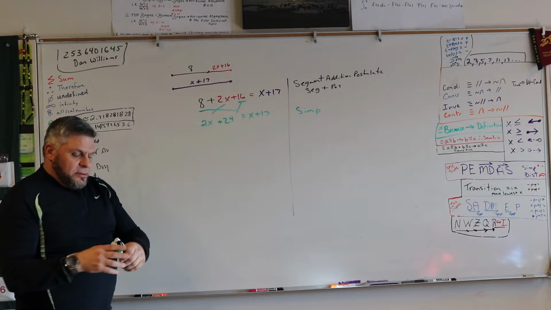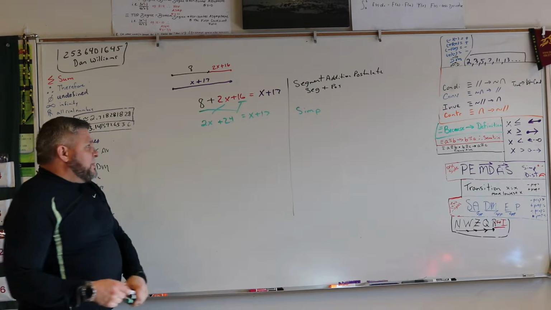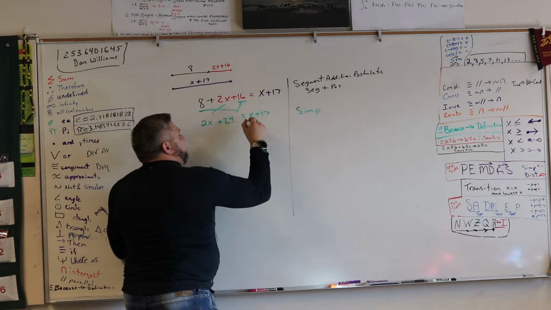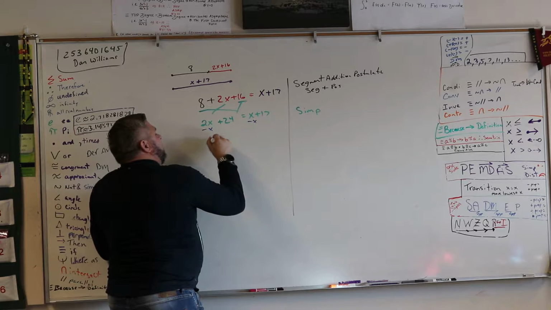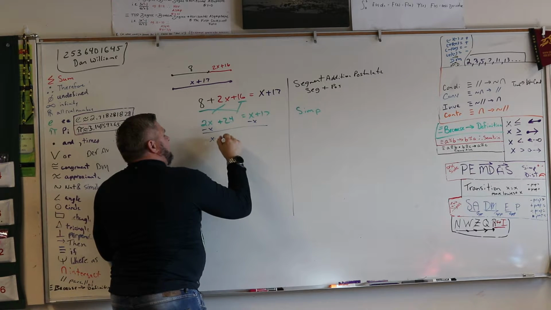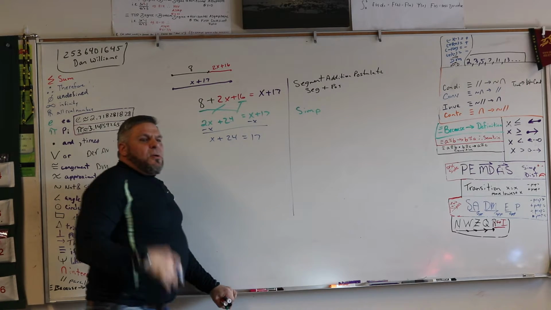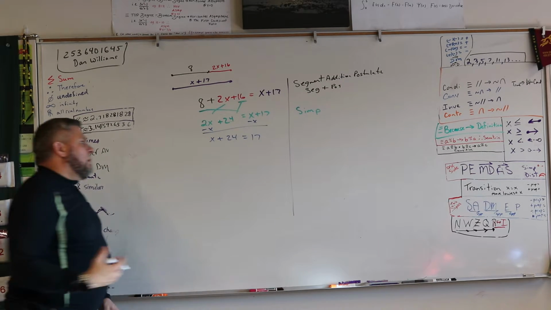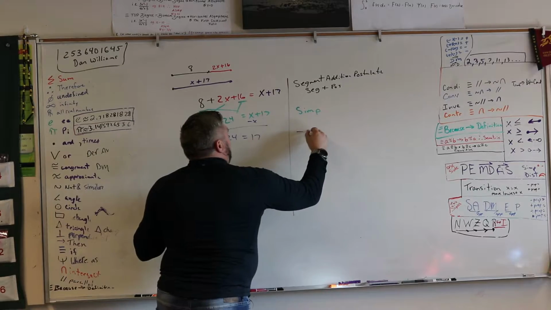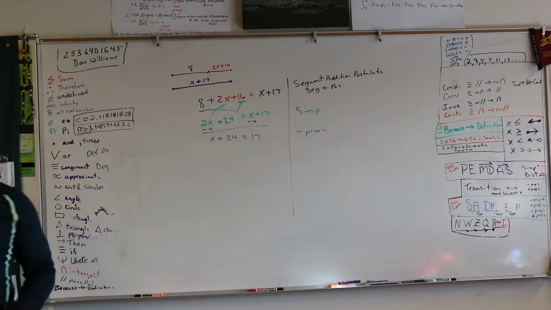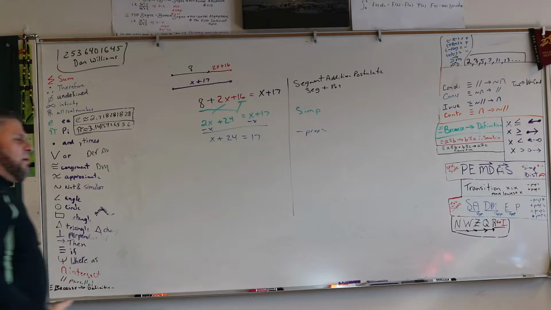Now what? Transition, right? Move the lowest x. Which one's lower? 1 or 2? 1. So add the opposite or subtract, right? Minus 12. So we get x plus 24 equals 17, right? What's that called? Minus 12, subtraction property of equality.